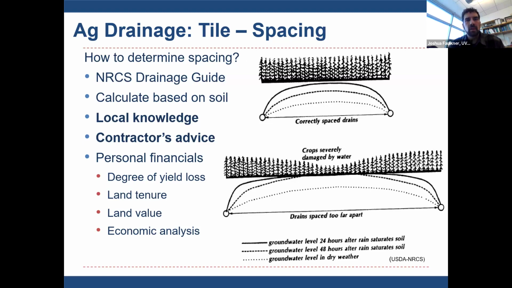So it may need updating if it's going to continue to be used by NRCS. It can be calculated based on the soil type. I recommend really just relying on local knowledge, other farmers and contractors' advice in terms of spacing, just understanding what's going to be effective in the particular soil type that you're interested in draining. But it does have financial implications. The closer you put the tile, the more expensive it is, because the more tile you're going to have installed in a particular field.